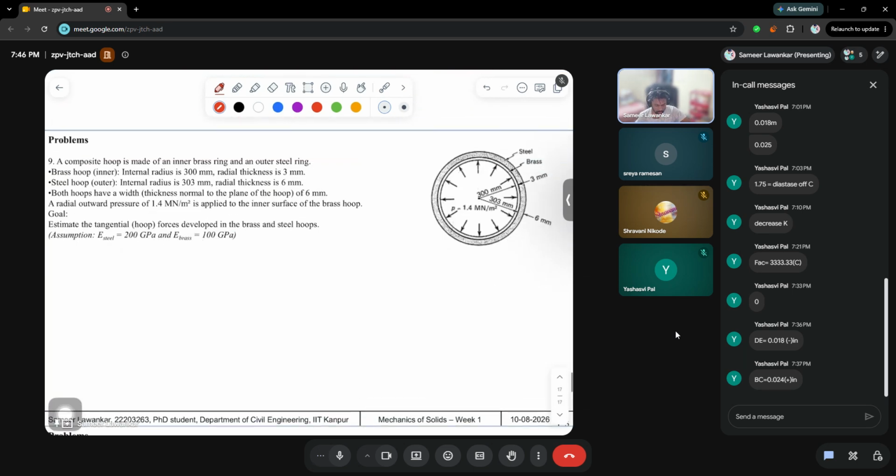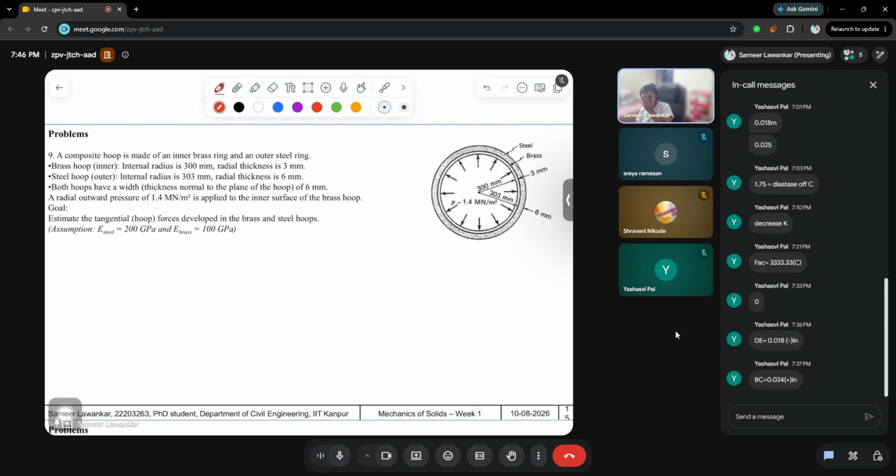Please try to solve this question. This is a typical question on hoop stresses. Try to calculate the value of tangential forces. I think one more question is remaining regarding mechanism of bend, and then we can end this session. Please try to solve this question.